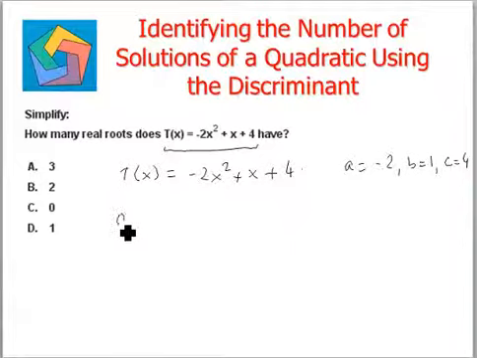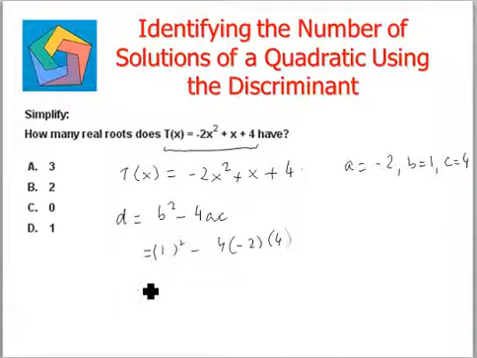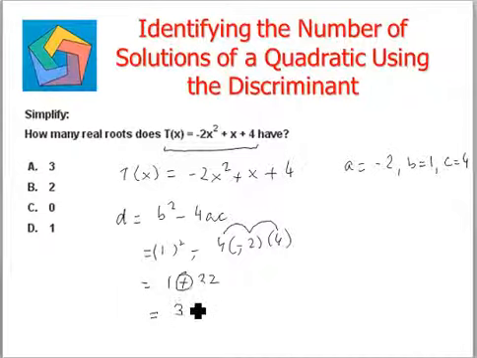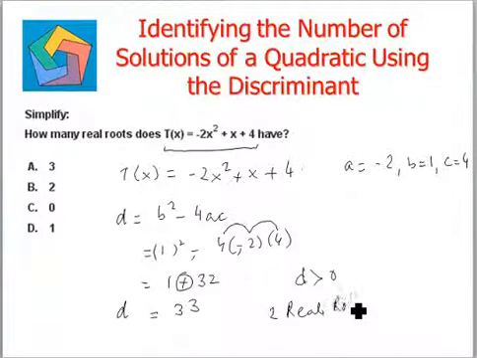So D is given by b squared minus 4ac. b is 1 squared, minus 4 times a, which is negative 2, and c is 4. This is equal to 1 plus 4 times 2, which is 8, 8 times 4 is 32, and the negative and negative made a positive. 1 plus 32 equals 33, so we have D equals 33. Now D is greater than 0, which means we have two real roots. This can be seen in option B.